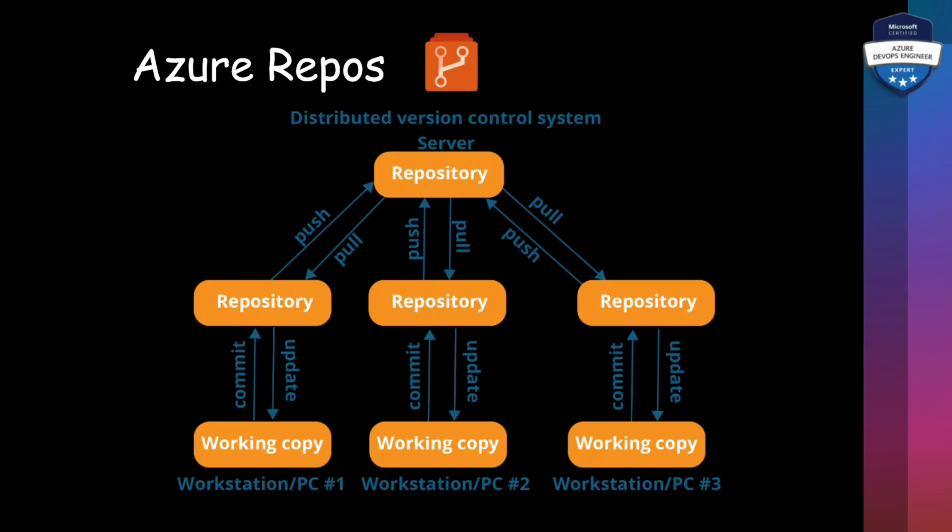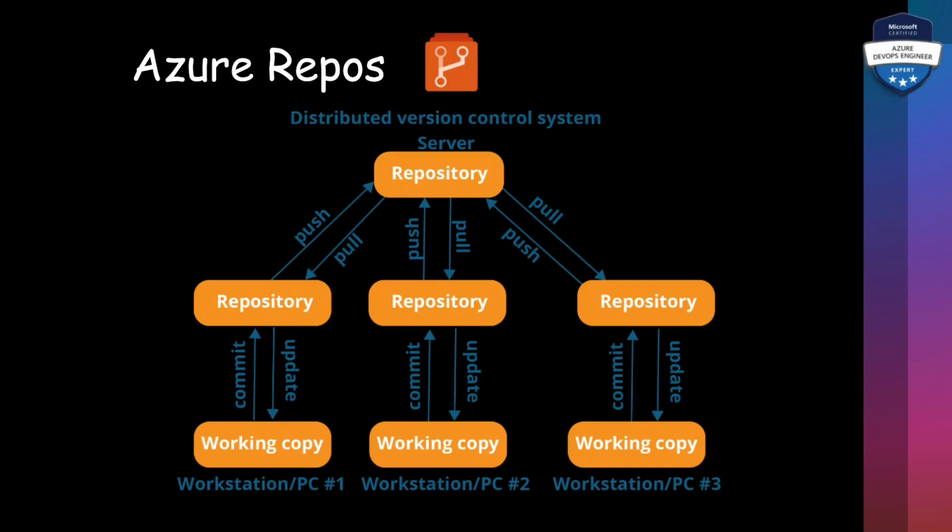As you can see, there are three repositories which are local copies of repositories. We can see in the last layer there is a working copy of workstation 1, and the second and third workstations also have a working copy, and they have a repository. So by this diagram we can see that PC1 has its own working copy and it is committing or updating code into the local repository of the second layer. Same with PC2 and PC3.